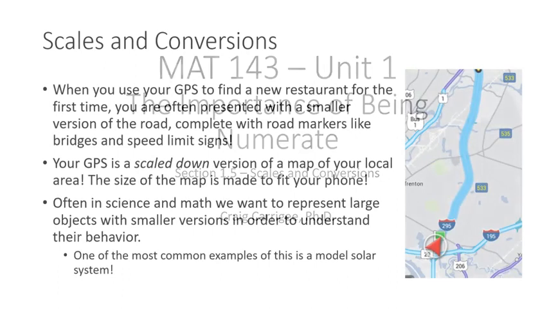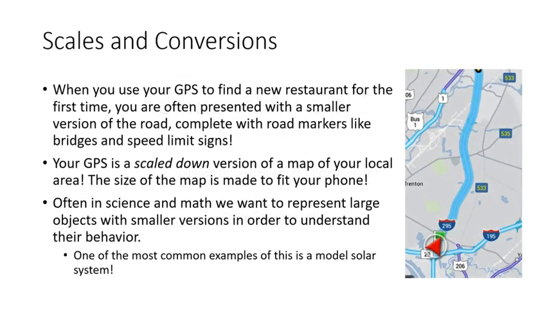So when you use your GPS to find a restaurant for the first time, you're often presented with a smaller version of the road. You can see landmarks and signs and upcoming turns and things like this. Even some GPS systems have speed limit signs. What you're seeing on your phone is just a scaled down version of the local area. It's just a map of what's around you, scaled down to fit your phone.